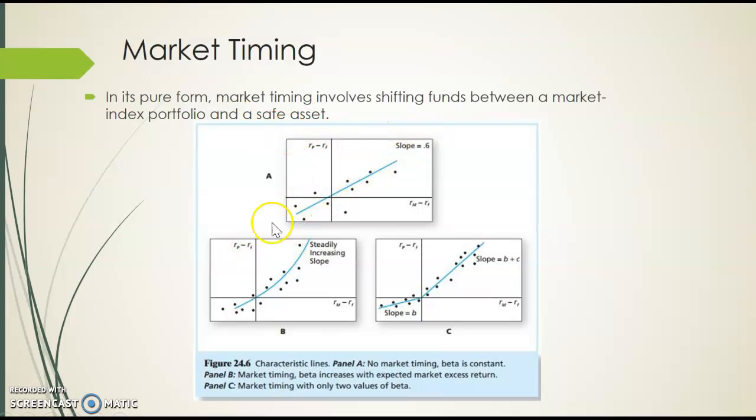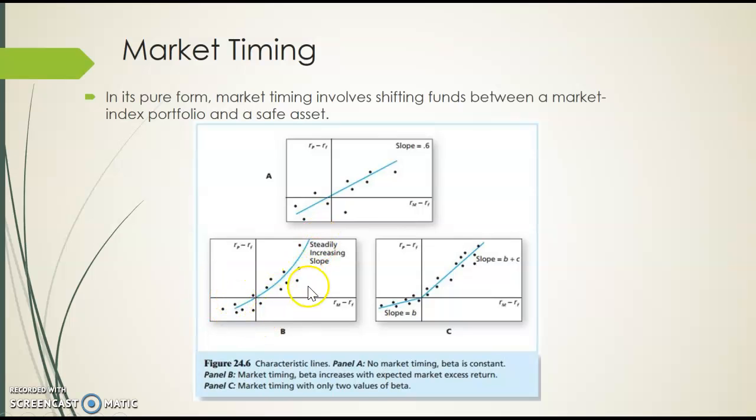So here we have asset A, or panel A. This exhibits no market timing. The beta of your portfolio is constant. Panel B, market timing, beta increases with expected market increases. And then panel C, market timing with only two values of beta.